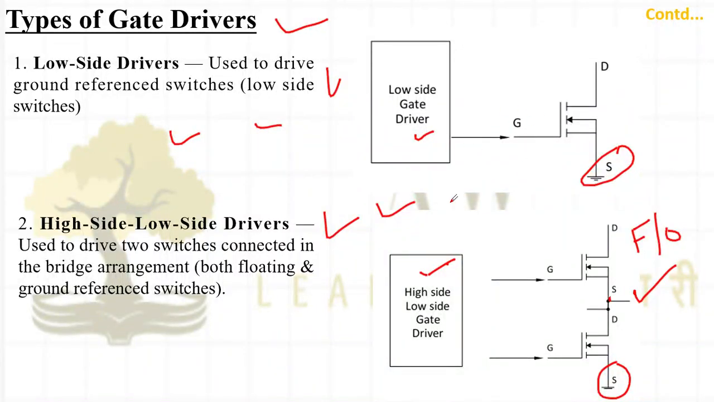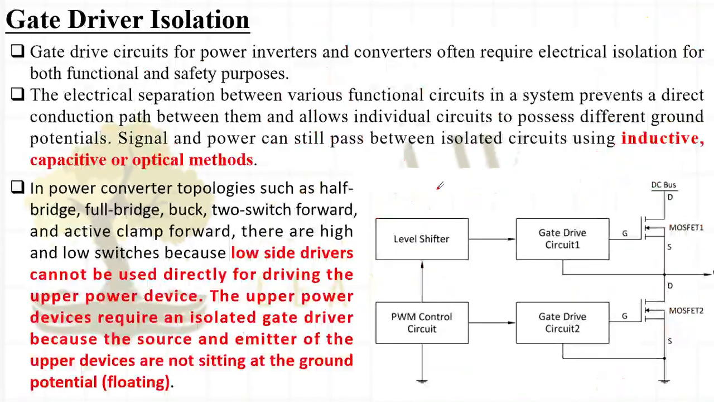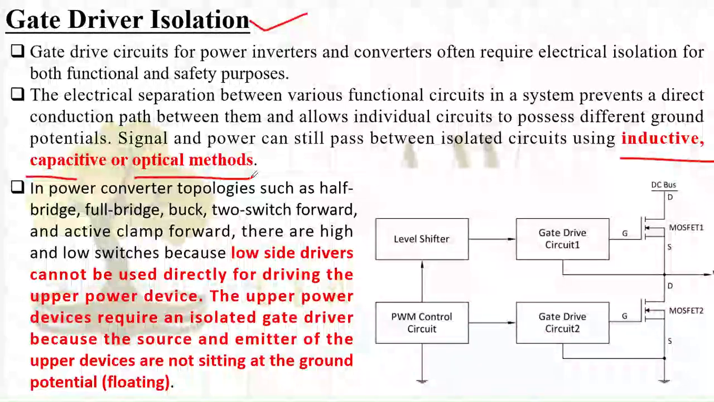Now we will move forward. Up to this point, I guess everything is clear. Now what is gate driver isolation? I am talking about the isolation here. Isolation can be provided in three different ways. One is inductive isolation, another is capacitive isolation, third one is optical isolation. What is isolation? Providing some space in between the input and output. This is called isolation, right?